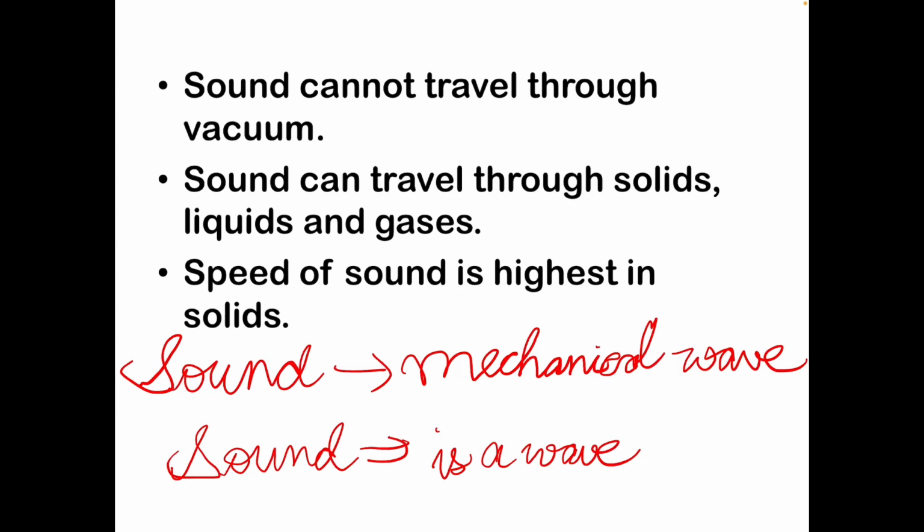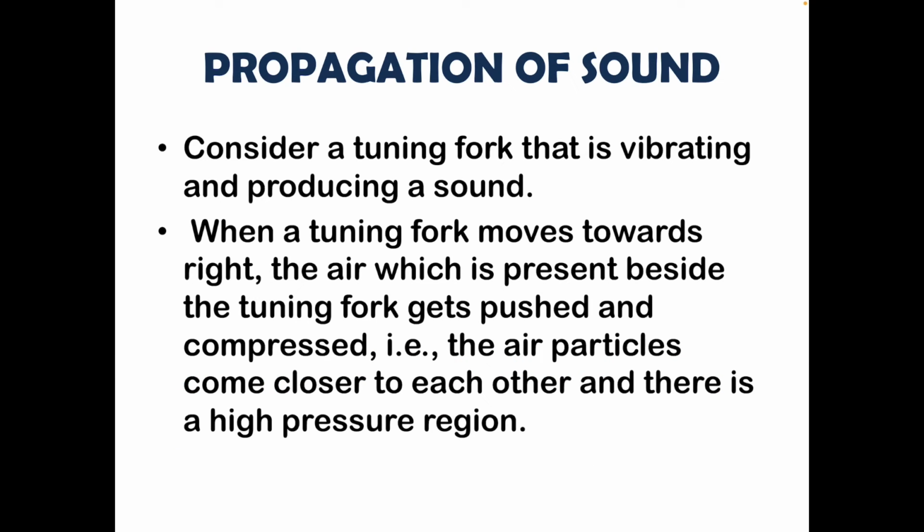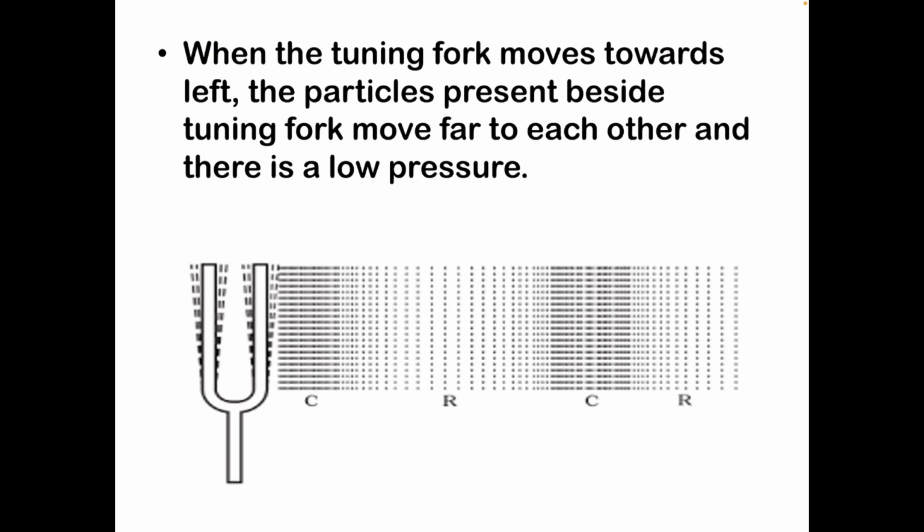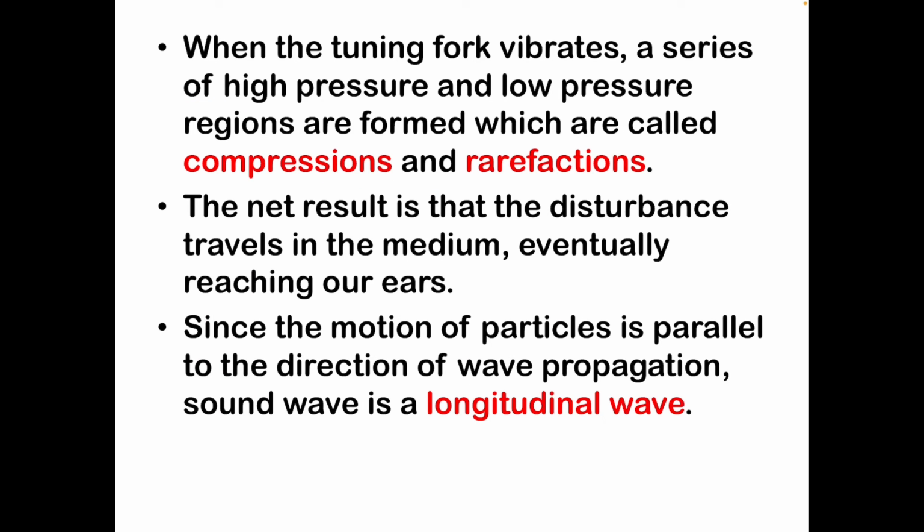Now we'll see propagation of sound. We'll take a tuning fork, hit it on an object, and it is vibrating, which is producing sound. When it moves right, the air which is present beside the tuning fork gets pushed and compressed, that is, the air particles come closer to each other and there is a high pressure region. Now the tuning fork moves towards the left. The particles present beside the tuning fork move far from each other and there is low pressure. When the tuning fork vibrates, a series of high pressure and low pressure regions are formed, which are called compressions and rarefactions.